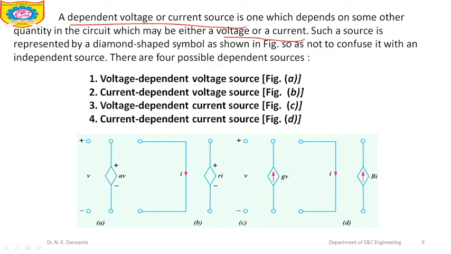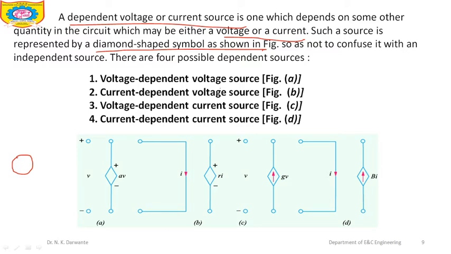Such a source is represented by a diamond shape. Now here in the symbol, instead of a circle, a diamond shape is used. If a diamond shape is used in the symbol, that means the particular voltage source is a dependent voltage source. So that you can easily identify or distinguish between dependent and independent. Dependent voltage sources have the diamond shape symbol, whereas for independent sources the symbol is a circle.